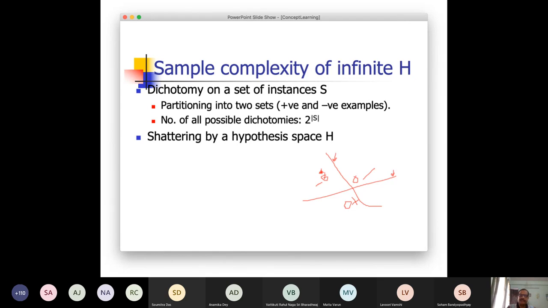There would be 8 such cases because there are 3 instances, and for each case, you should find a hypothesis, a straight line, which will shatter it. Now, if that happens, then we say this set is shattered by the hypothesis space itself. So that is what shattering by a hypothesis space is. Shattering of S by a hypothesis space H. Is it clear? Is there any doubt?